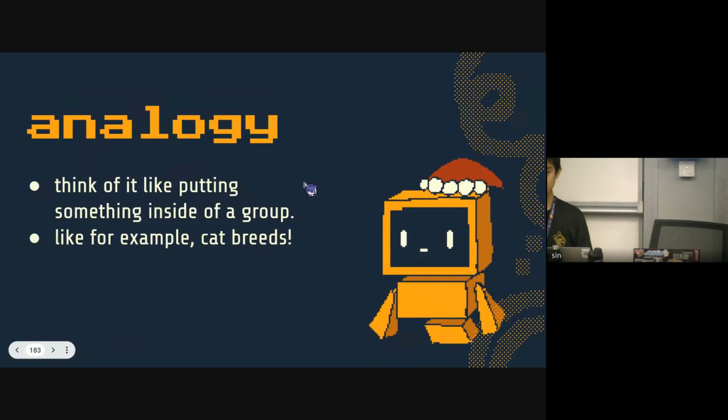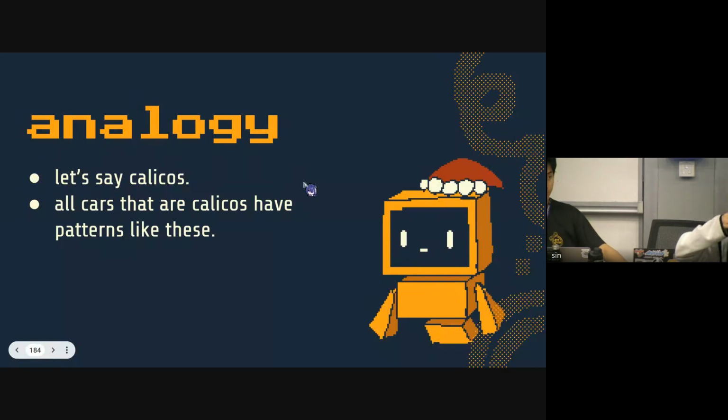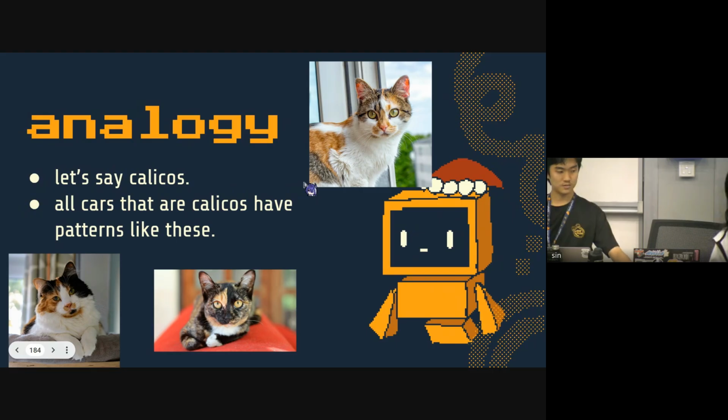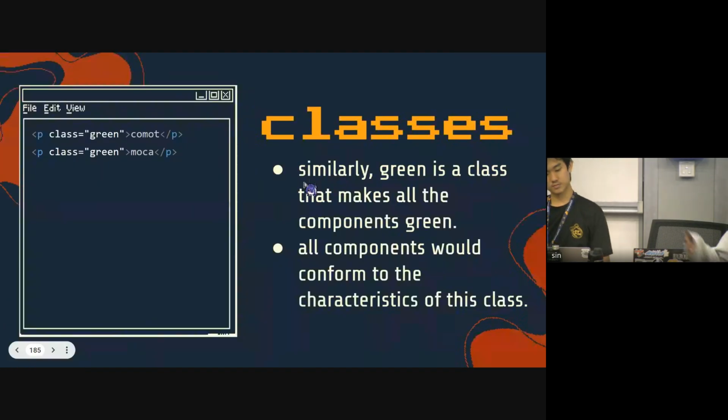Use an analogy if you guys understand this better. Think of putting something in a group, like for example, cat breeds. Let's say calicos. All cats that are calicos have patterns like these. Similarly, green is the class that will make all the components under it green. All the components will conform to the characteristics of this class.